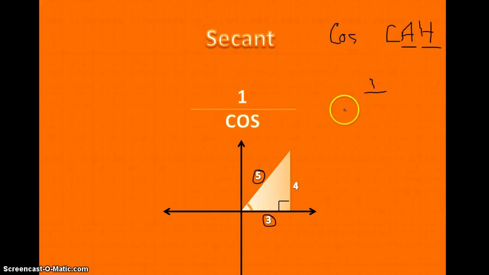Okay, so we're going to continue back on. So we have adjacent over hypotenuse, as we just did earlier. We have 3/5, and so, as we know, that's 0.6. So we're going to put 0.6 under here, and that would give you the correct answer for your secant.